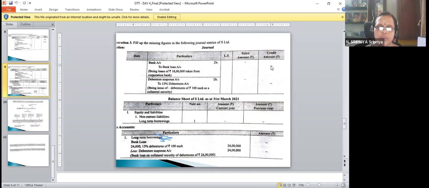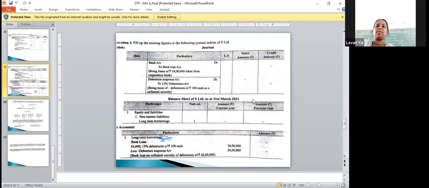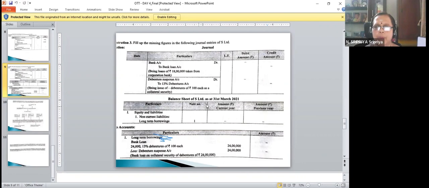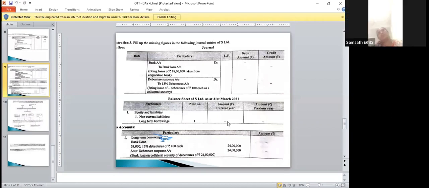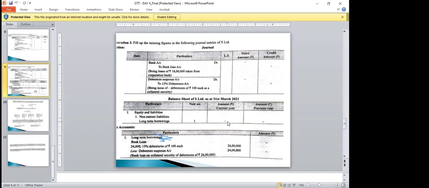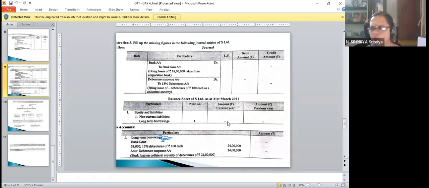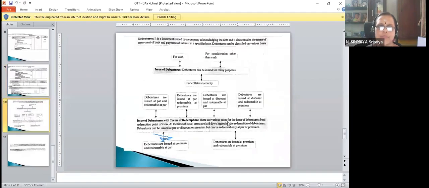I'll go to the next question. So here in the balance sheet, you will write it as long-term borrowings, only 18 lakhs. Bank loan will be 18 lakhs only. Okay. Fine. You are given the explanation for all these things.